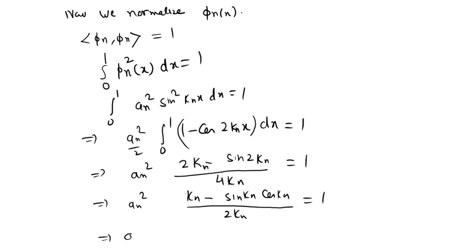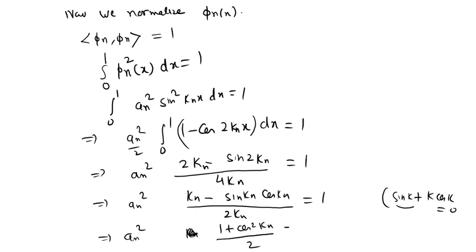Now we can modify it a bit. We had a relation that sine k plus k cos k equals 0. So you can write sine k equal to minus k cos k, and k will cancel out, so this will be 1 plus cos square kn divided by 2. So from here you get an.